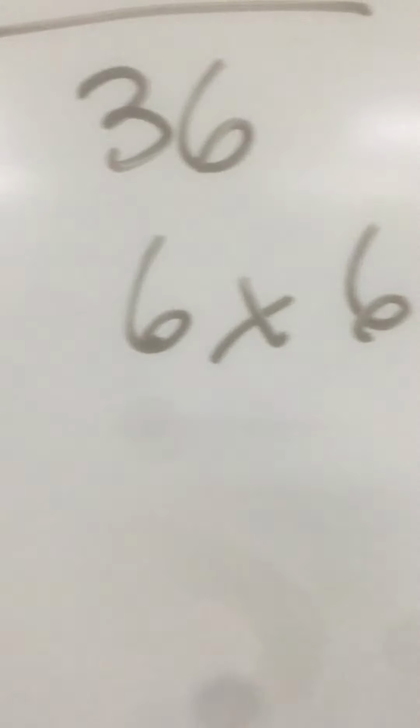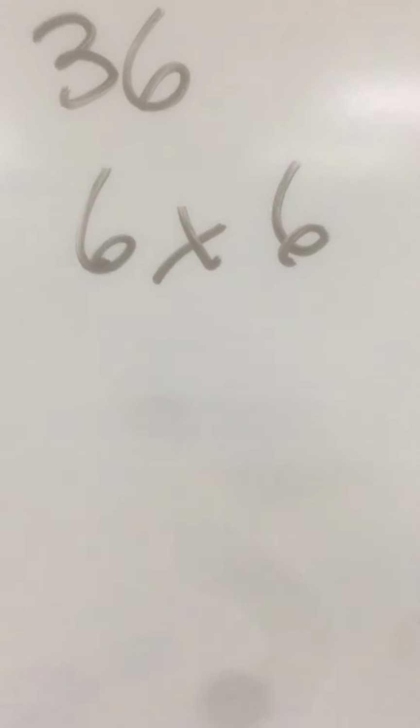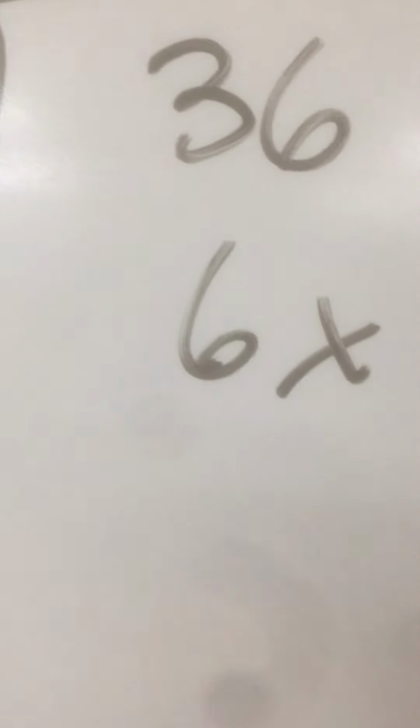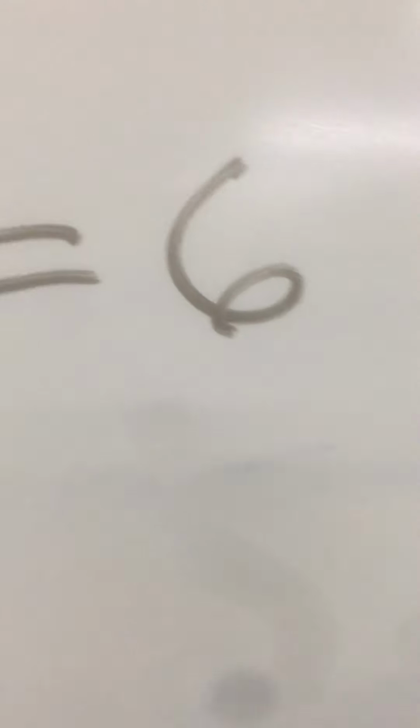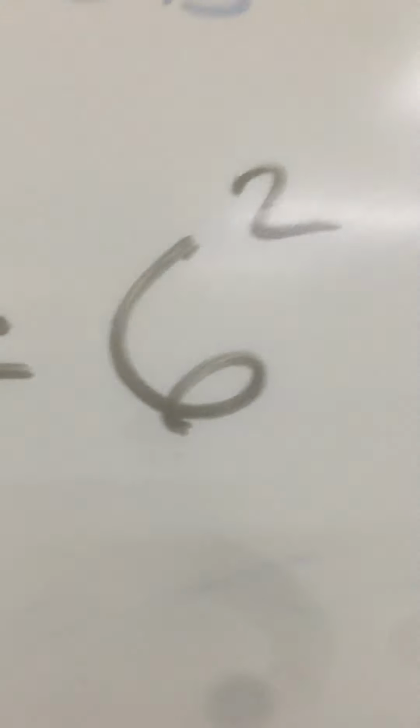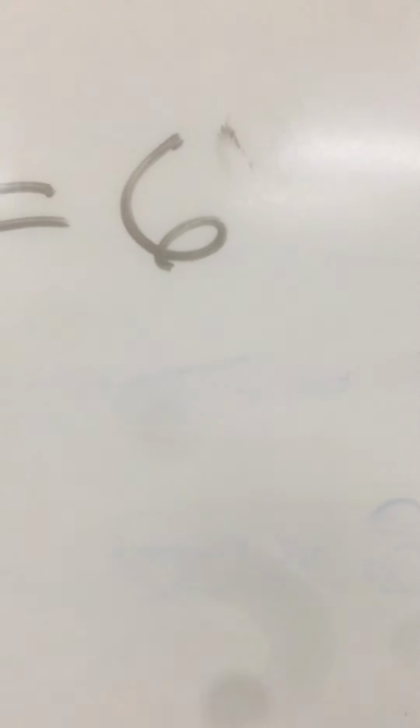So the square root of 36 really means 6 times 6. But the answer is just 6. We don't have to go through all of that, right? We just did the opposite. We don't have to say 6 squared. It's assumed, right? We already know the square root of 36 is 6.